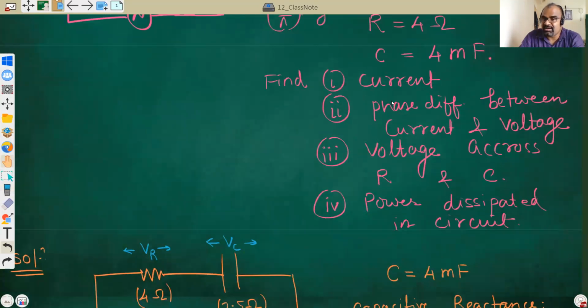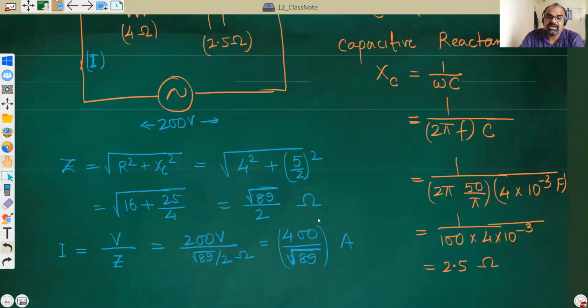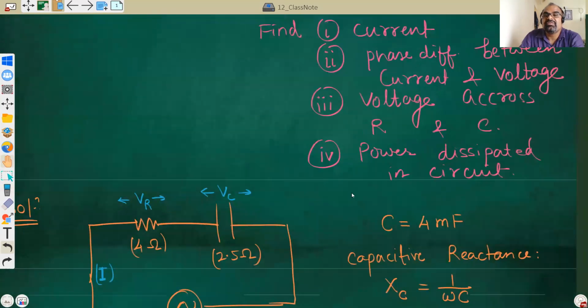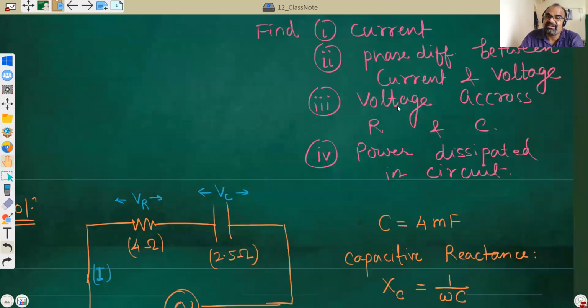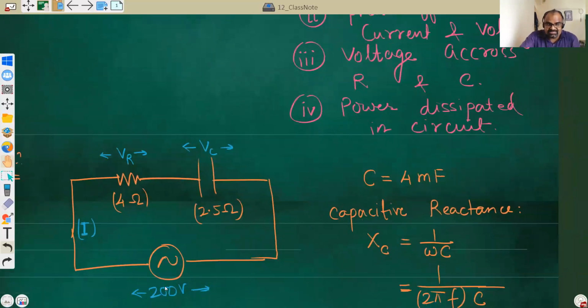We are able to find the current. Current came out to be this much. Now next we have to find the phase difference between this current and this voltage. When they say phase difference between current and voltage, which voltage is he talking about? He's talking about the source voltage, and this is the source voltage.